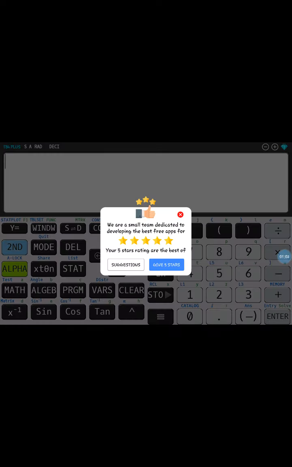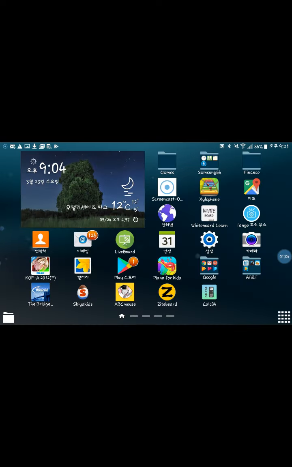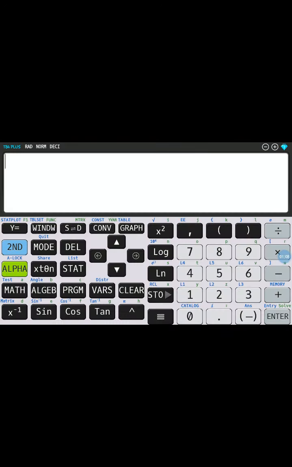Okay, it froze. Let me try again. Okay, cosine. Okay, now it's done. It's working. Okay, arc cosine. What should I put in this? You need to put the fraction this time.